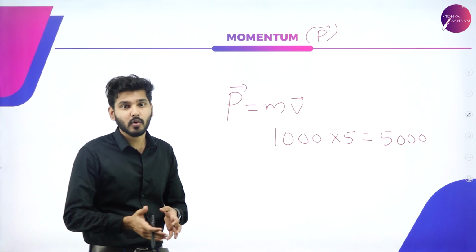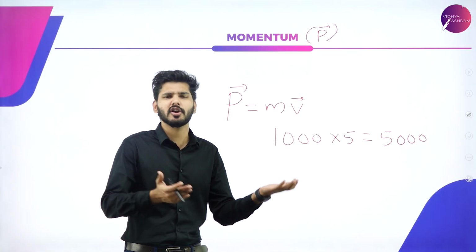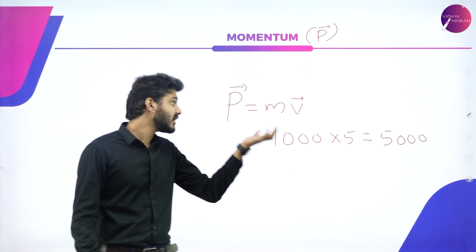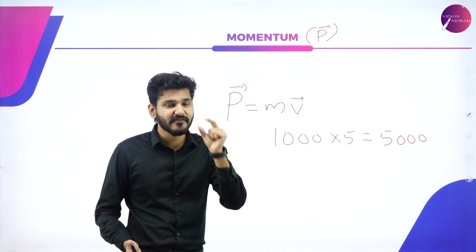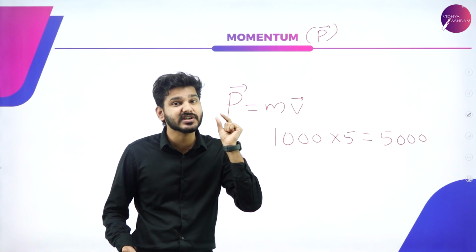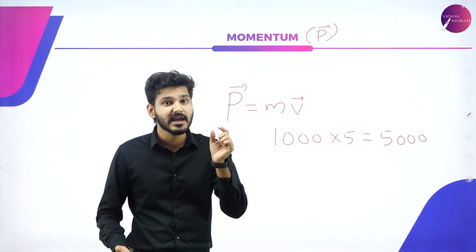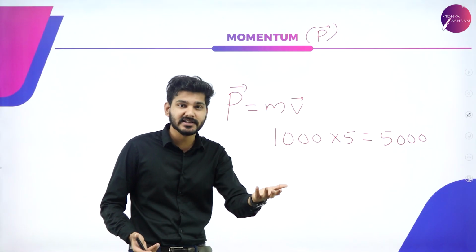But does that mean that only heavy objects will be influencing momentum? Not exactly. If there is a very small bullet, but it is traveling at a high velocity, then the damage it can impart is very high.